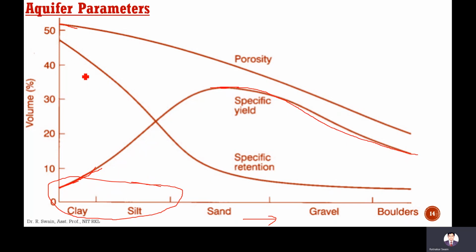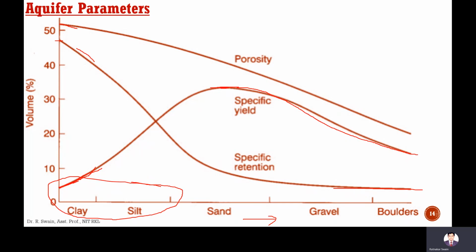And here the specific retention will be maximum for clay and silty particles, and it decreases for sand. For sand it will be less, and gradually it remains constant for gravels and boulders. If the particle size increases, the specific retention remains constant. It suddenly decreases from clay or silty to sand. So this is the curve we should remember, that how the porosity, specific yield and specific retention vary with the different types of soils.